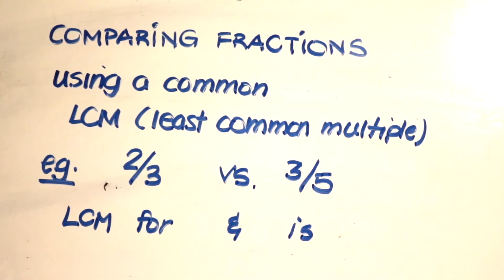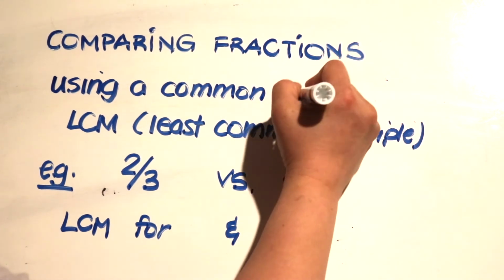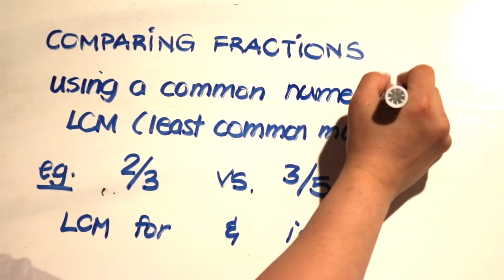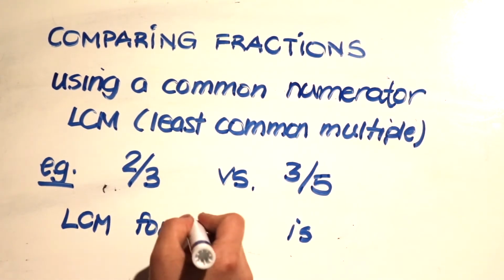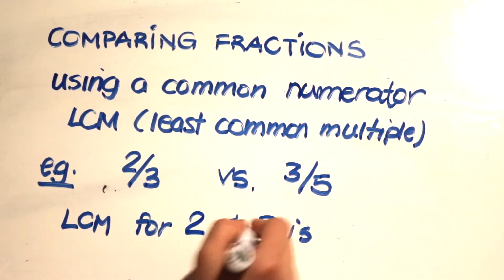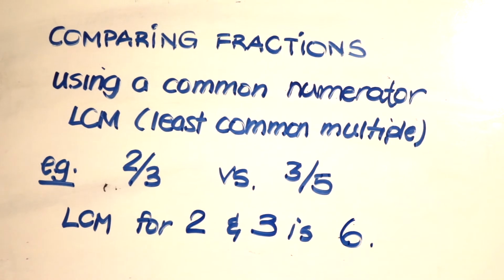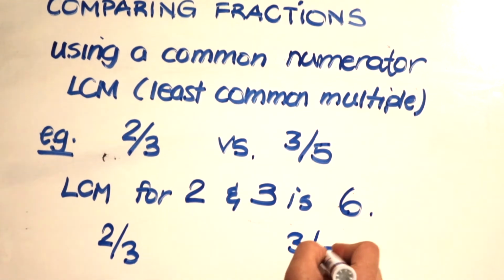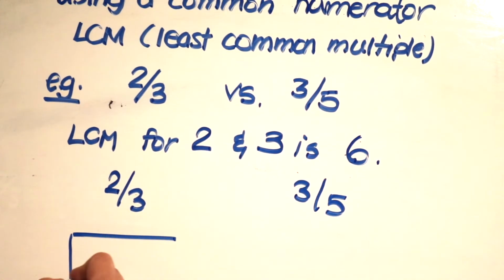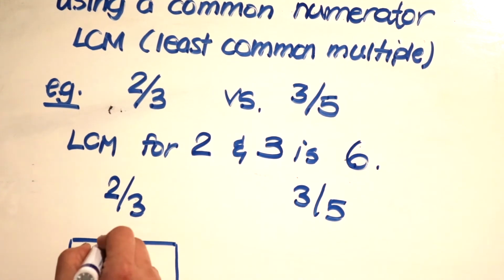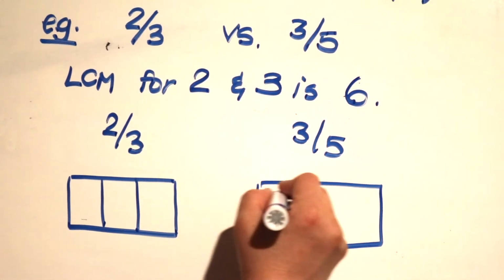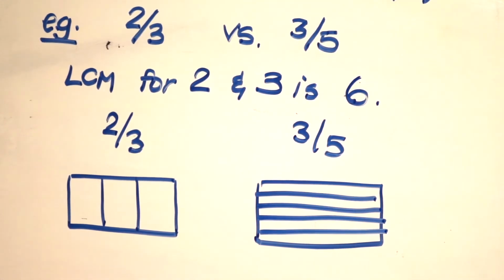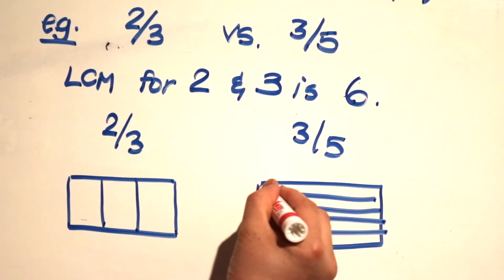Okay, so now we are going to look at how we can use a common numerator. So this time we're looking at the numerator instead of the denominator. We're still looking at the least common multiple, and this time we're looking for the least common multiple for 2 and 3, which is 6. So 2/3 and 3/5. So if we want to make this, which is our thirds, and then this is our fifths, so here's our 3/5.